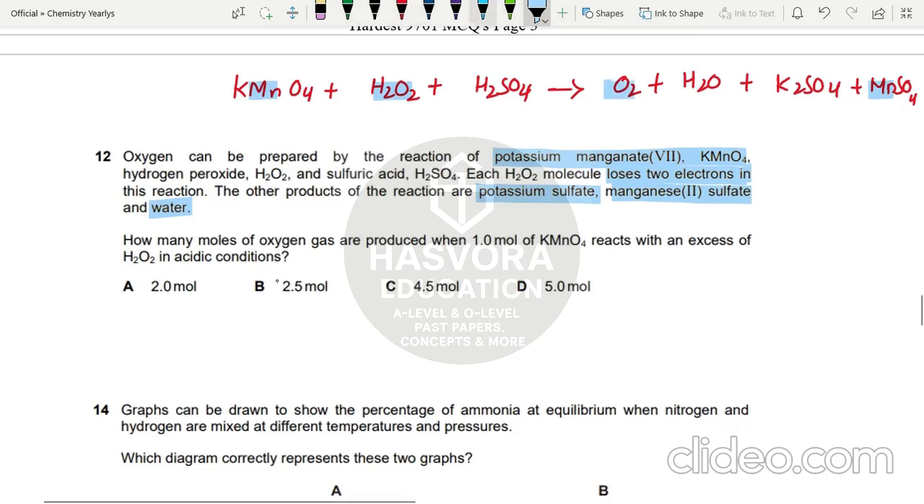So now if you work out the oxidation state of the manganese in the KMnO4, it will come as +7, and in the manganese it will be +2. Okay, so they have already told you it is manganese 2 sulfate. And they have already provided you with the data that it loses 2 electrons and produces oxygen, this whole reaction.